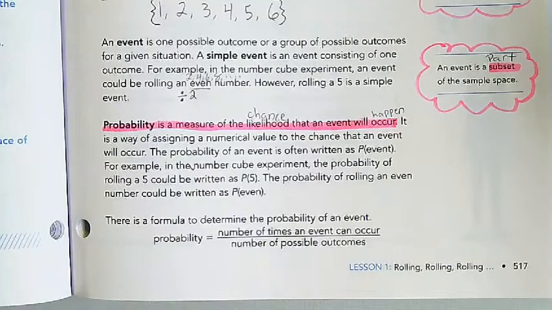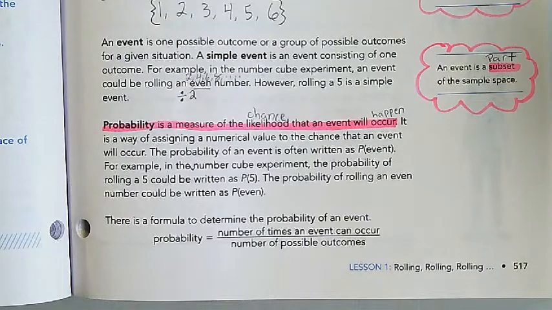You're right, that is why the getting started was called What Are the Chances? Good connection. Because probability is the chance that something's going to happen. Numerically, what's the probability or what's the likelihood that something will happen? Go ahead and continue reading. It is a way of assigning a numerical value to the chance that an event will occur. The probability of an event is often written as P of event.